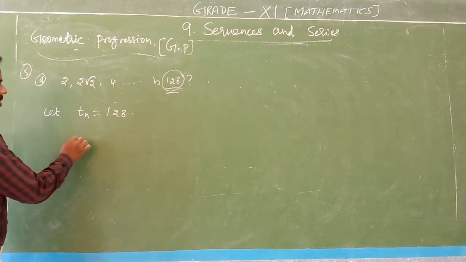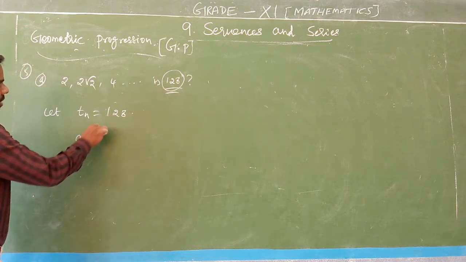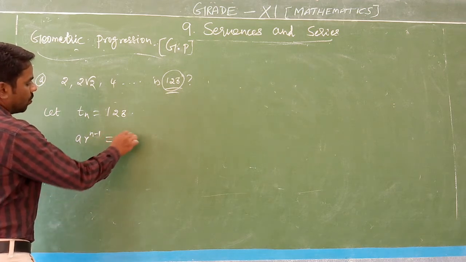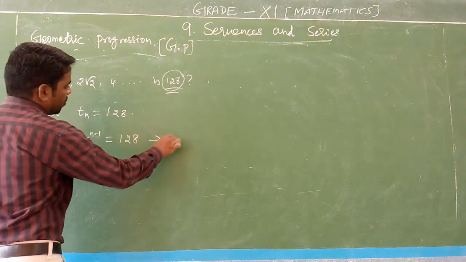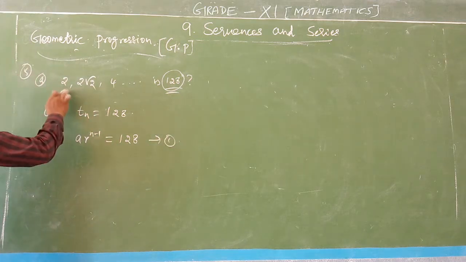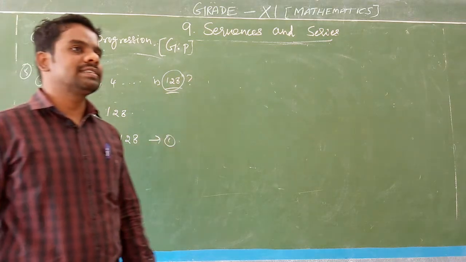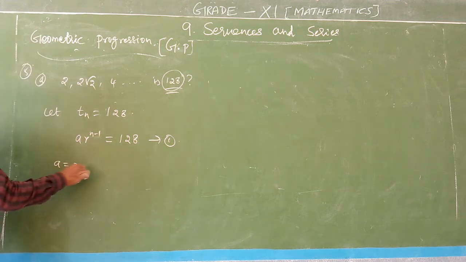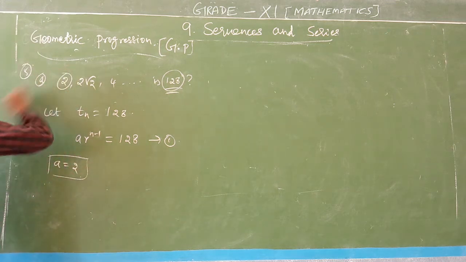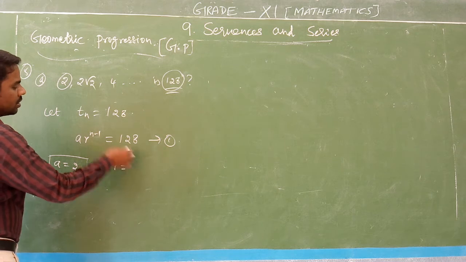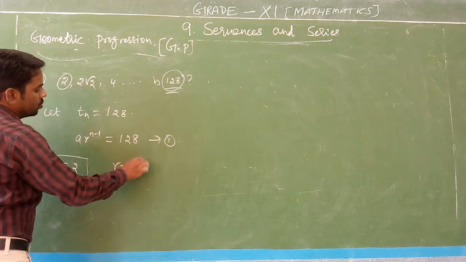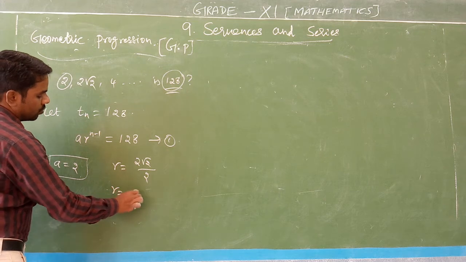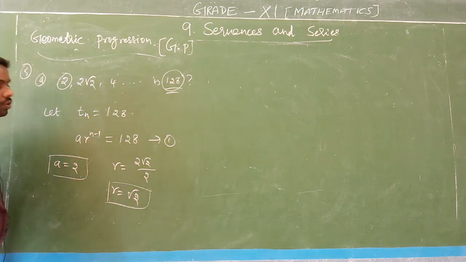Tn is written as a r power n minus 1. So a r power n minus 1 is equal to 128. This is equation number 1. The given sequence 2, 2 root 2, 4 and so on is a geometric progression. So the first term a is equal to 2, and the common ratio is T2 by T1, that is 2 root 2 divided by 2, so r equals root 2.